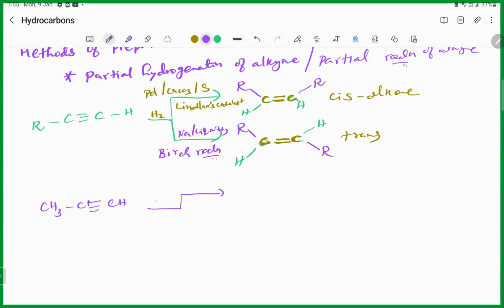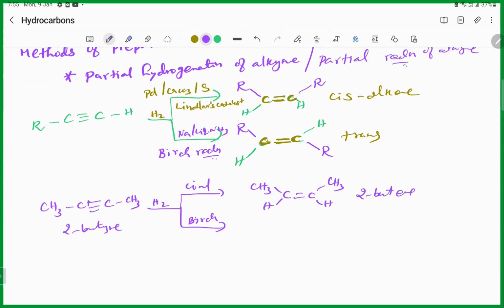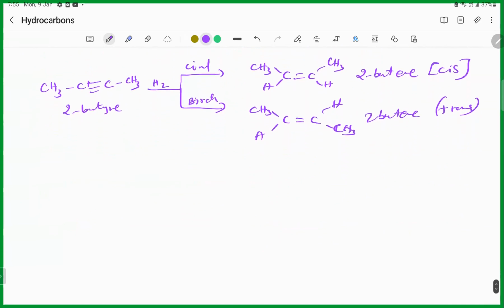When you do the reduction with hydrogen, what will you get? For example, 2-butene, when you do the reduction with Lindlar and then Birch. Through the Lindlar, you will get CH3, C double bond C, CH3, with both H on the same side. That means 2-butene, but in the cis form. When you do Birch reduction, you will get 2-butene, no doubt about it, but it will be the trans form. Cis and trans have different melting and boiling points, because they are geometrically different. So this is one way.